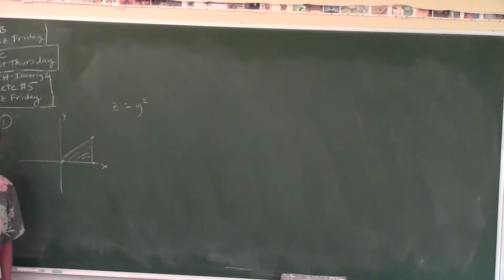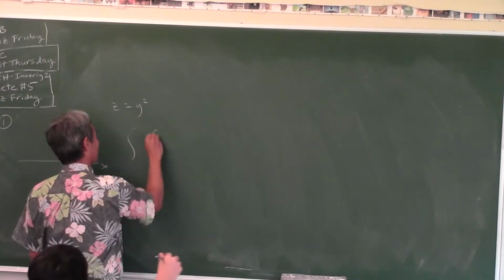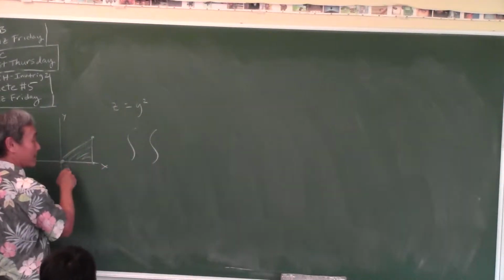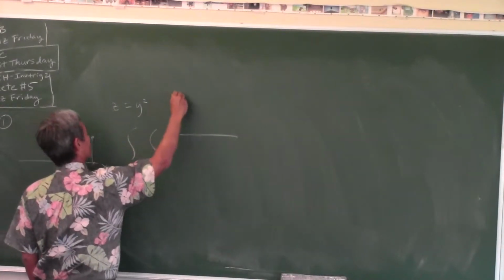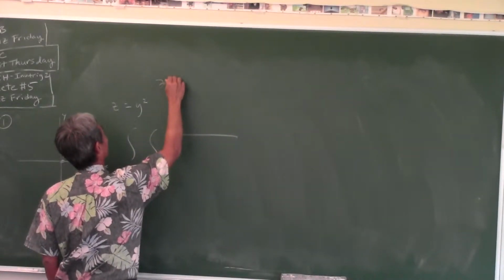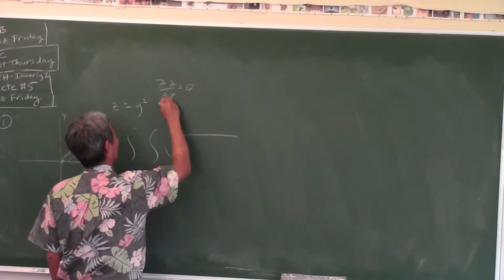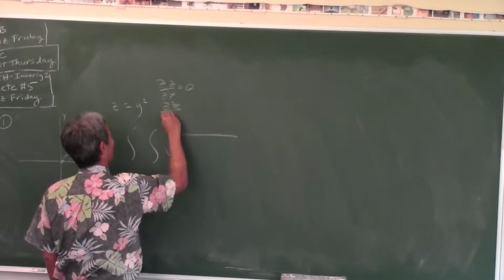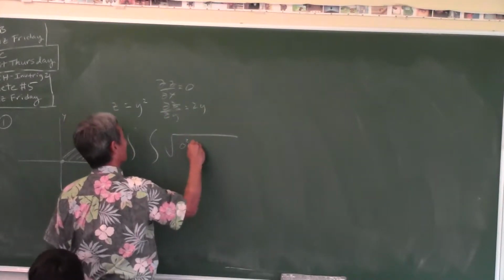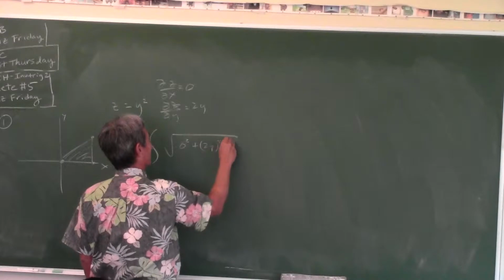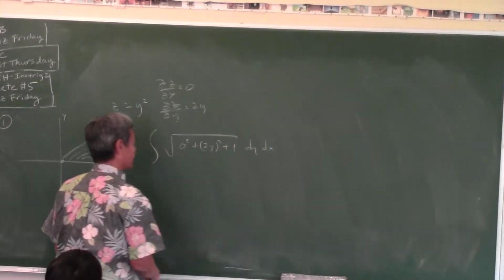Okay. So what's the formula for surface area? Double integral over omega, this is omega right here, of the square root of the partial of z with respect to x squared, well, what's the partial of z with respect to x? That's 0. What's the partial of z with respect to y? 2y. So it's going to be 0 squared plus 2y squared plus 1 dy dx.